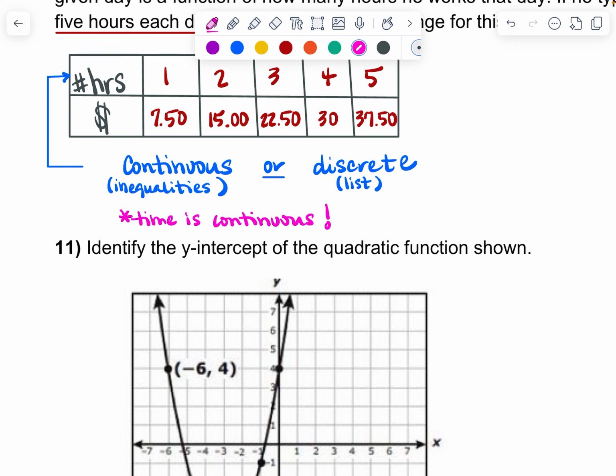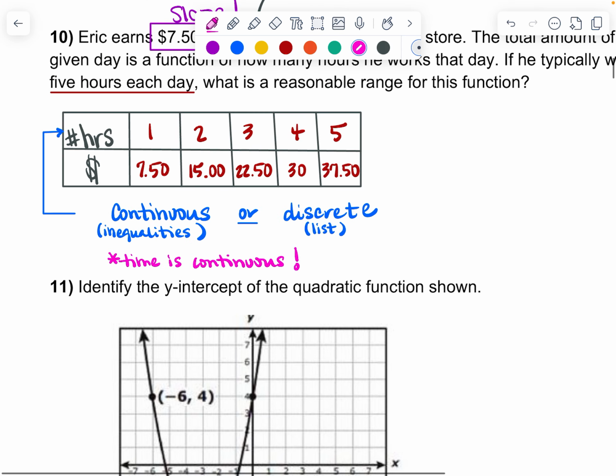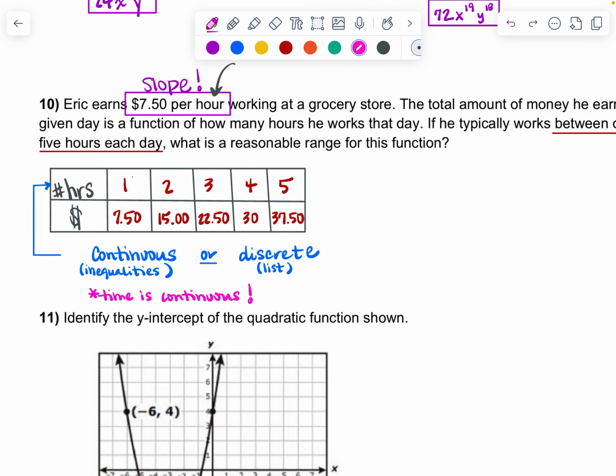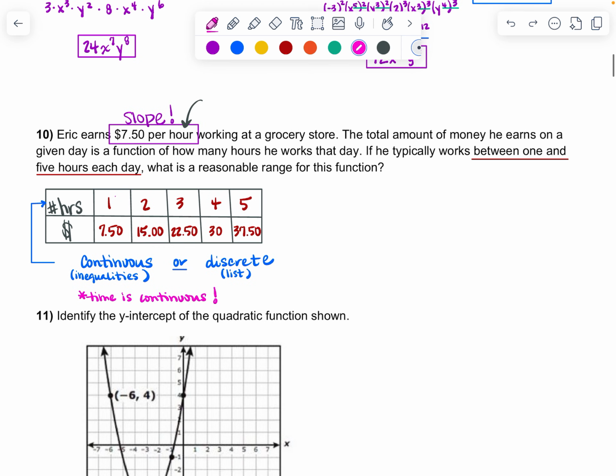So time is continuous because basically, remember, continuous means fractional. So could he go to his job and work 3.5 hours? Yes. Could he work 4 hours and 10 minutes? Yes. So we don't want to just include the hours. We want to include all the minutes that are between them too, right? So we need our domain and range to be continuous, which means our answer is going to have to be written as an inequality, right? We're not just going to list these money values, right? Because he could earn the decimal money values in between by working the decimal hours in between.